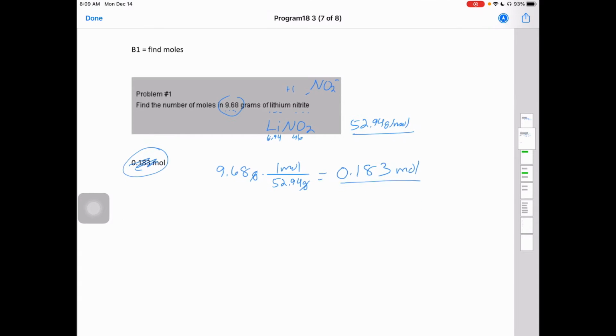And you can see that my answer is going to be 0.183, because 9.68 grams is not a full mole, it's a fraction of a mole. So my conversion is 9.68 grams, 1 mole over 52.94 grams. And if you round, you will get 0.183 moles. Excuse me. So let me save this for a moment.